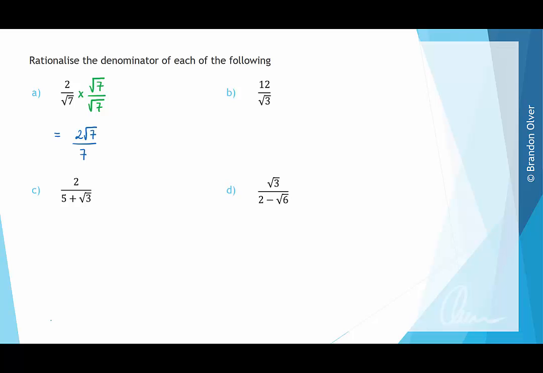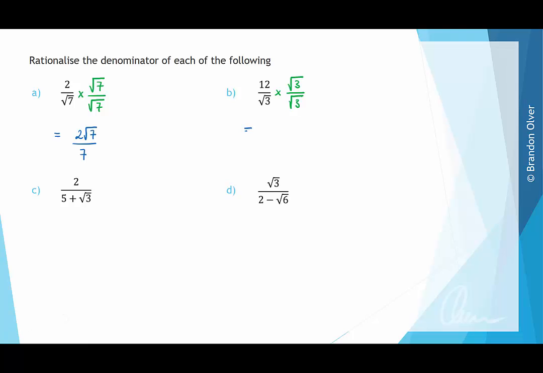For part B, we have 12 divided by the square root of 3, and once again we're going to multiply by the fraction that's equivalent to 1 that will rationalise the bottom number. So if we choose the square root of 3 divided by the square root of 3, we'll rationalise and have 3 on the bottom line.